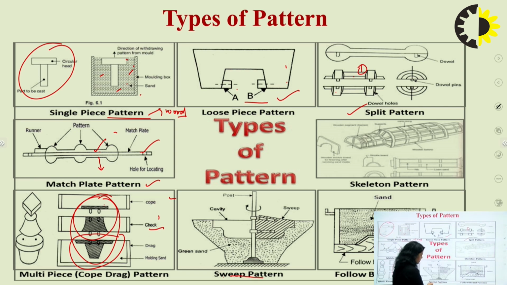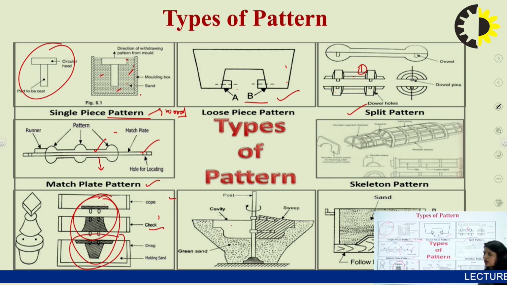Then we have the sweep pattern also. Sweep pattern is basically used to create large size castings. Here the sweep is used to create rotational type castings. It will rotate about this particular axis and it will create the cavity. You can see here that the cavity is created. It will rotate about this vertical axis and the cavity will be created.